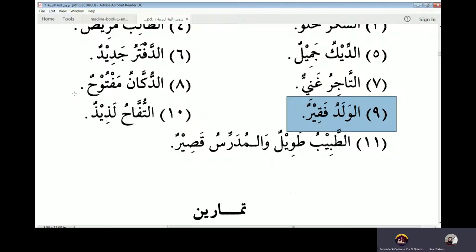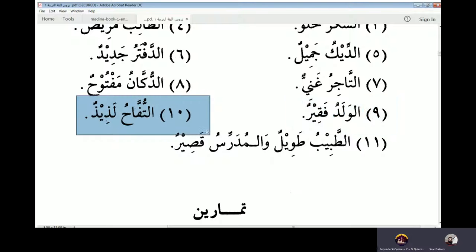Al-waladu faqirun. The boy is poor. Poor, that's one of the new words, yes, poor. At-tufahu ladhidhun. At-tufahu is apple. Ladhidhun is sweet, is delicious. Yeah, the apple is delicious, correct.